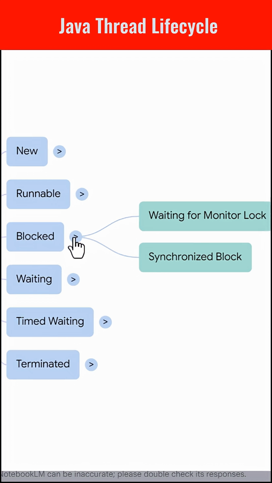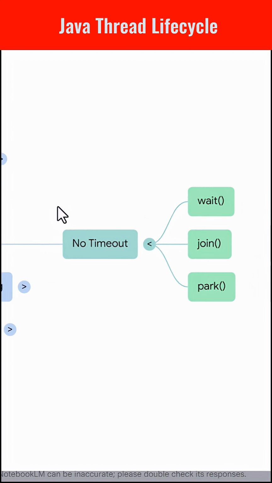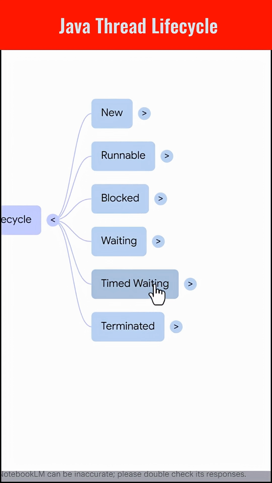Next, waiting state. A thread moves into the waiting state when it's waiting indefinitely for someone else to signal it. This usually happens when calling methods like wait or join, or low-level methods like park without a timeout. In this state, the thread is paused with no time limit. Another thread must notify or complete an action to bring it back.